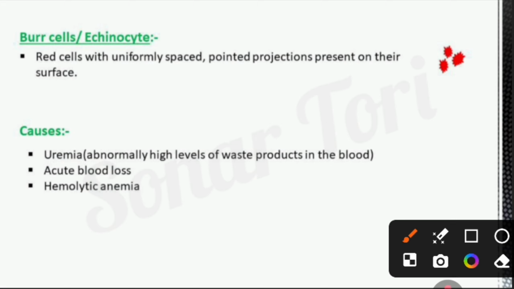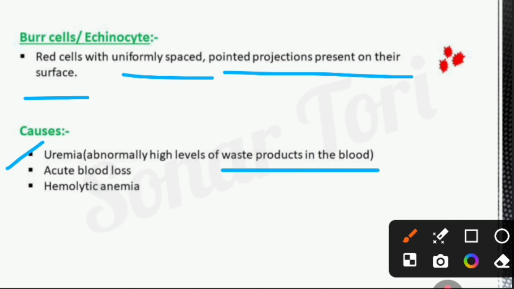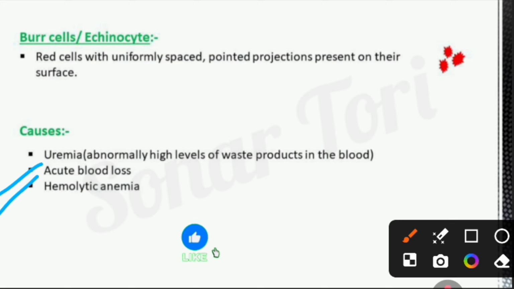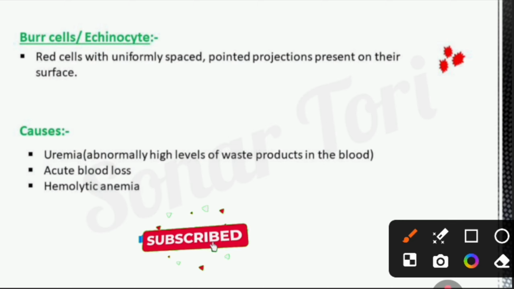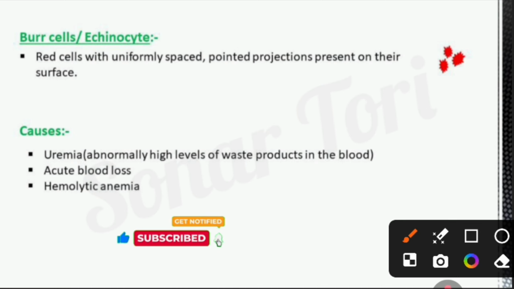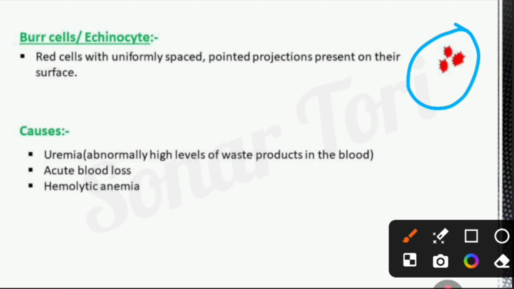The third type is the burr cell or echinocyte, where the red blood cell has uniformly spread, pointed projections on its surface. The causes of the burr-shaped red blood cell are uremia, where an abnormally high level of waste product is present in the blood, and it may be urea or creatinine. Then the second point is acute blood loss, and hemolytic anemia. Those are some causes where our red cells become burr-shaped. You can see in this picture that the membrane of the RBC is not plain. They form a burr-shaped structure.